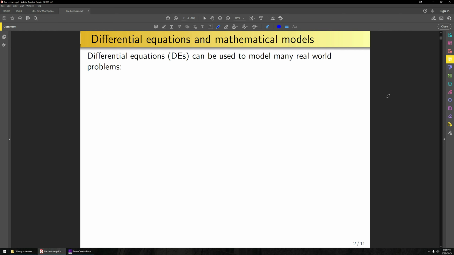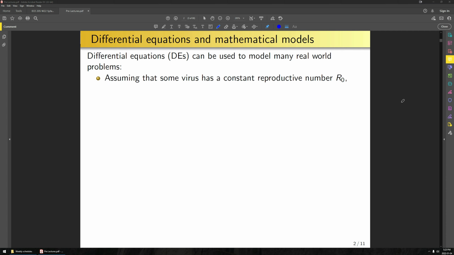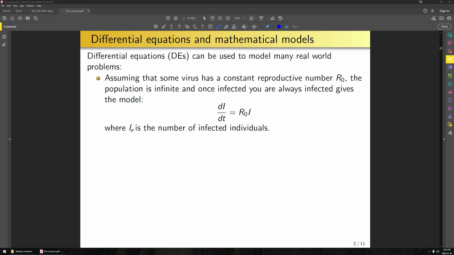Okay, so let's look at a few applications and go from there. Assume that some virus has a constant reproductive number R0, that the population of people who could be infected is infinite, and that once infected, you are always infected. If this is the case, then a rough model for how this virus would spread would simply be given by this differential equation here. Here I is the total number of infected individuals, and all this equation is saying is that the change in the total number of infected individuals over time is simply equal to the reproductive rate times the number of individuals that are infected.